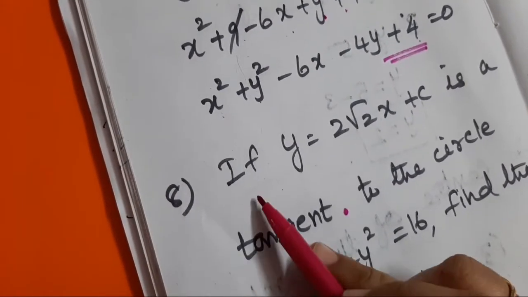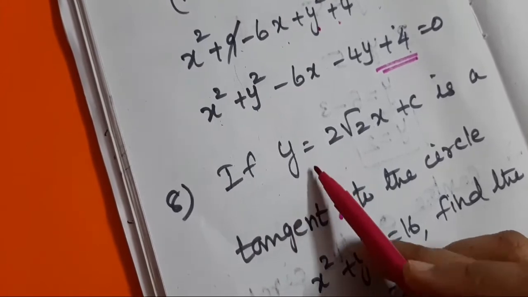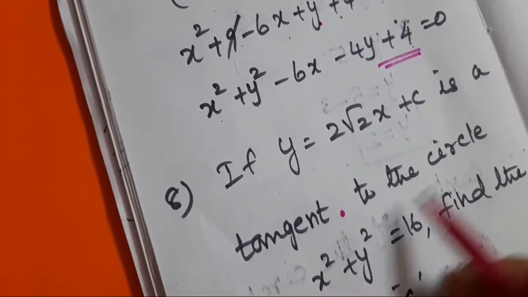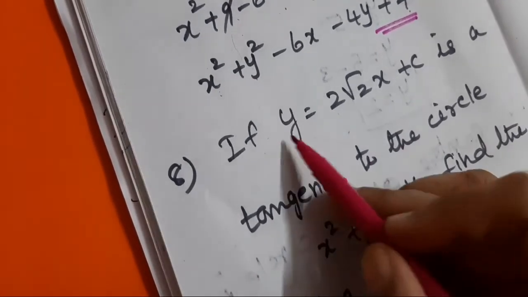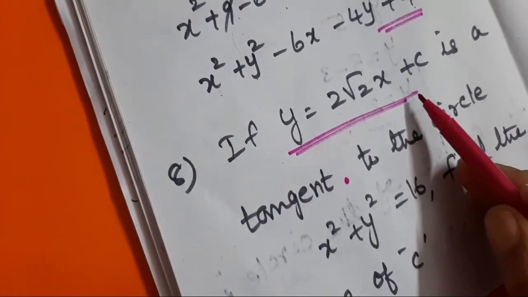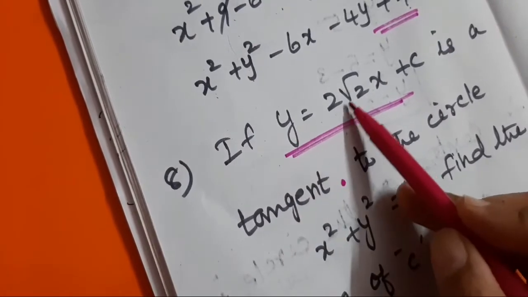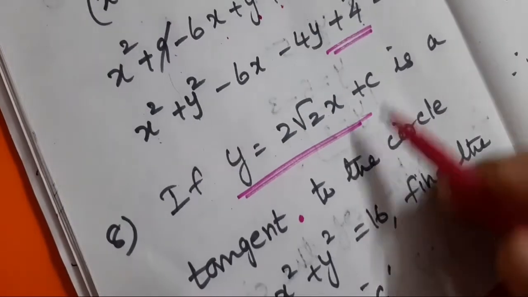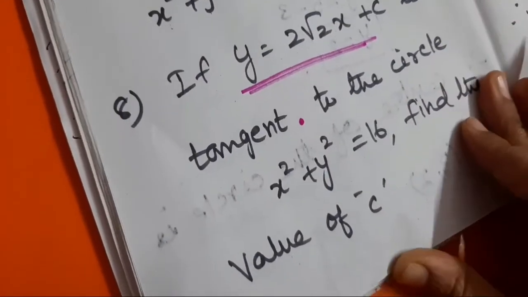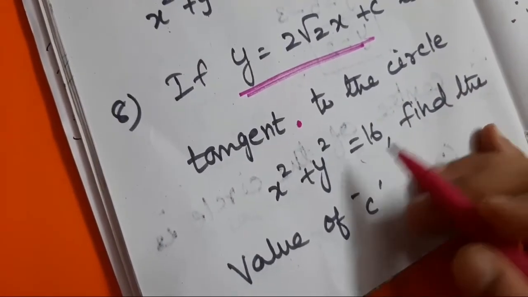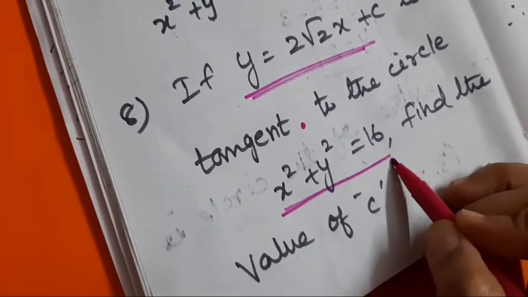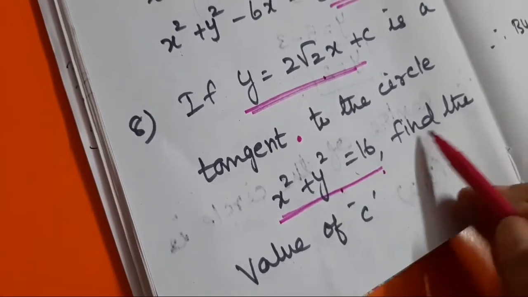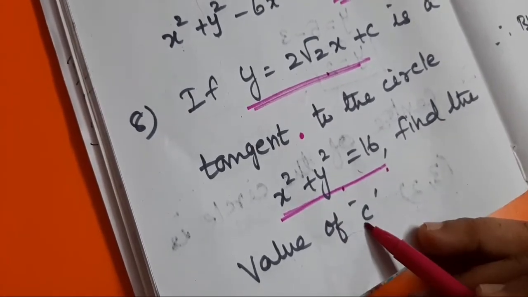Then the eighth problem is: if y is equal to 2 root 2 x plus c is a tangent to the circle x square plus y square is equal to 16. The line equation is given, that is y is equal to 2 root 2 x plus c. This line is tangent to the circle x square plus y square is equal to 16. Therefore this is a circle equation and this is a line equation which is tangent to this circle, and I want to find out the value of c.